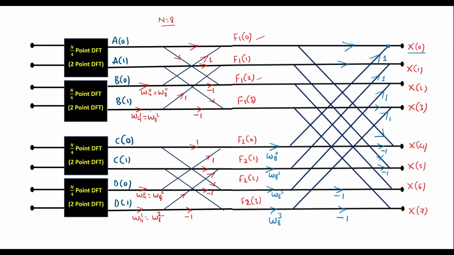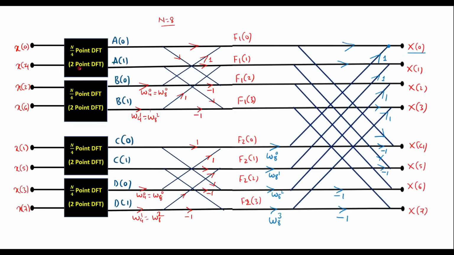So now the decimation is continued until we reach 2-point DFT. So now we have reached 2-point DFT. Now I will try to replace these blocks by signal flow graph. Now here we know that the inputs are x of 0, x of 4, x of 2, x of 6, x of 1, x of 5, x of 3 and x of 7.